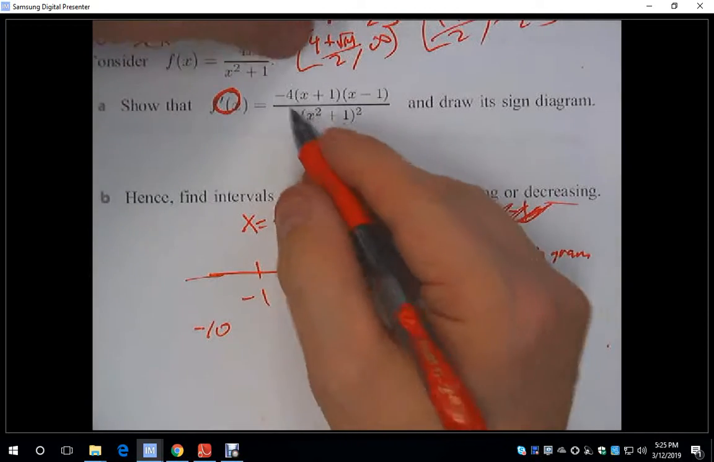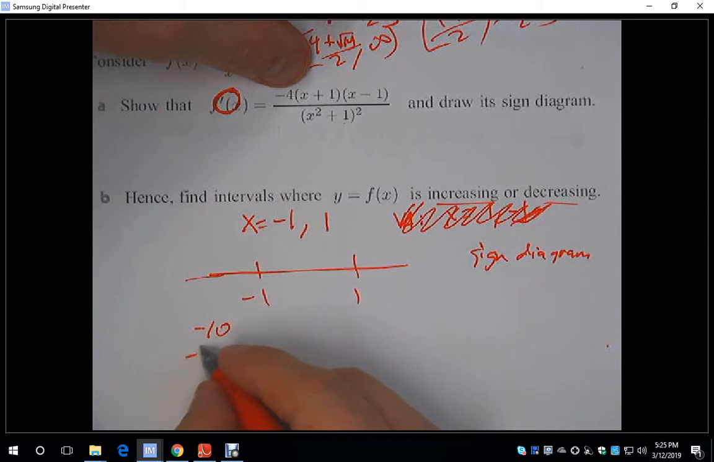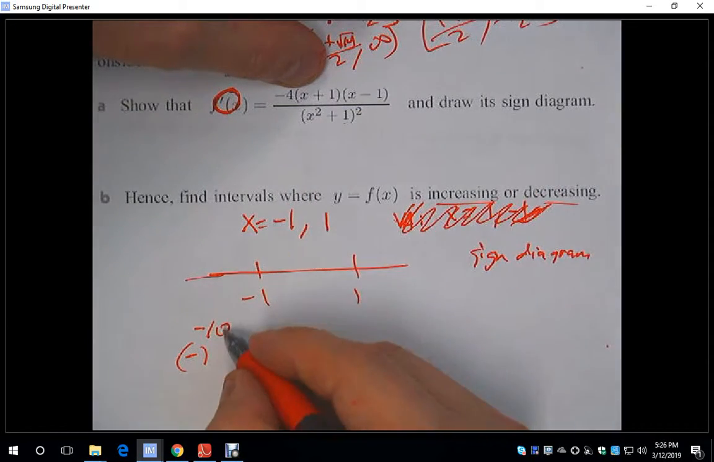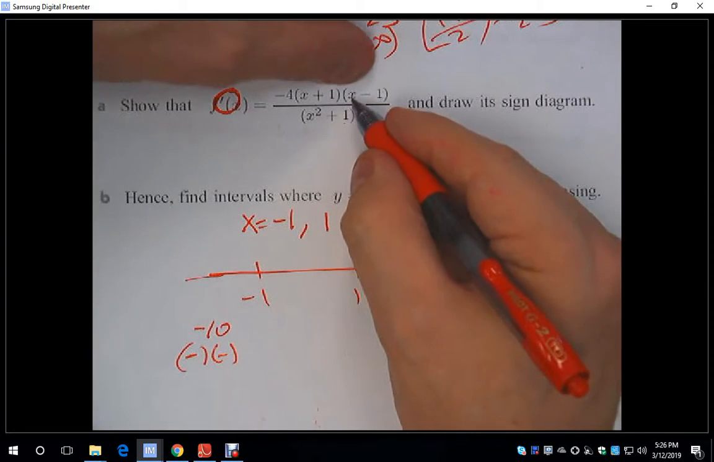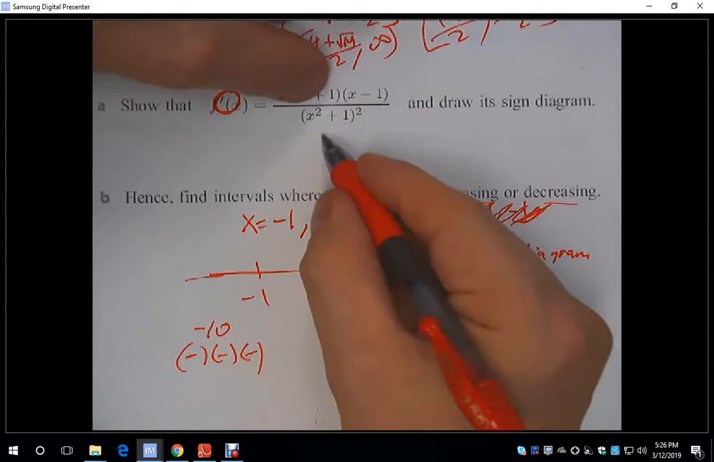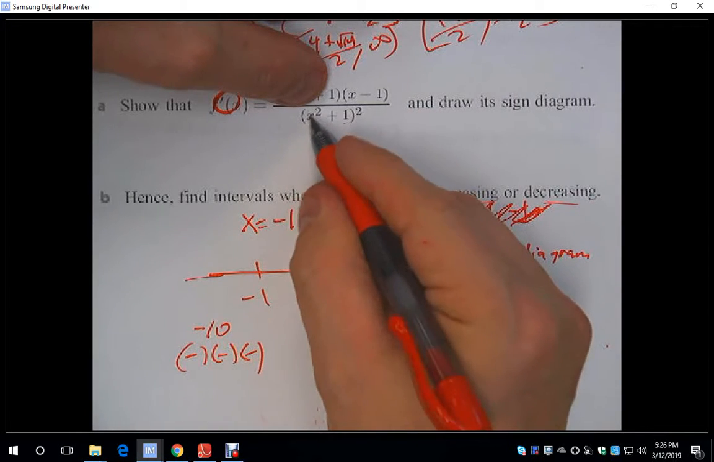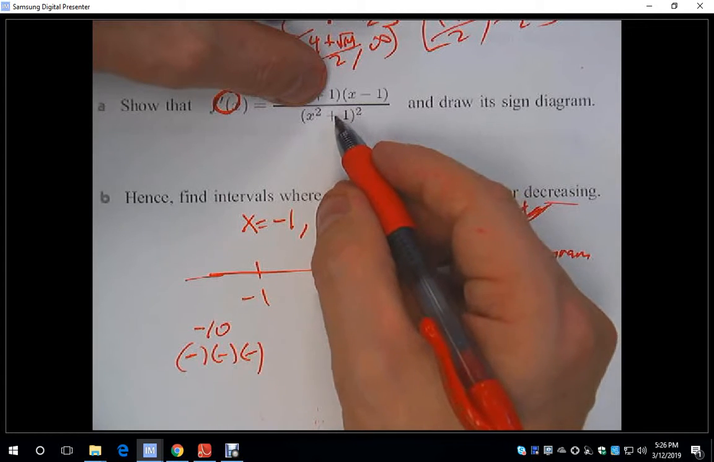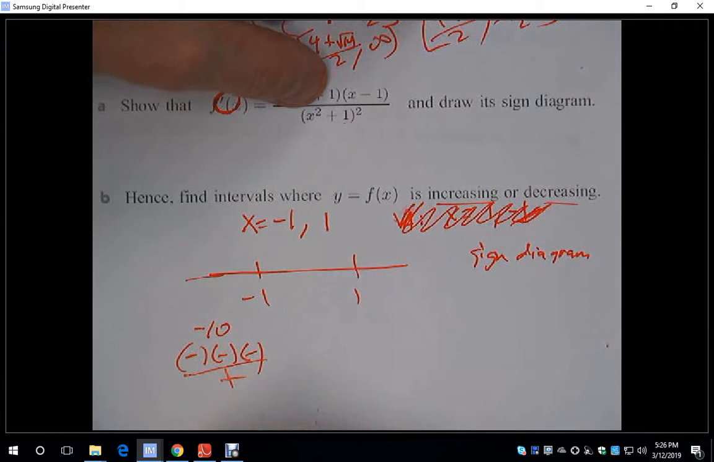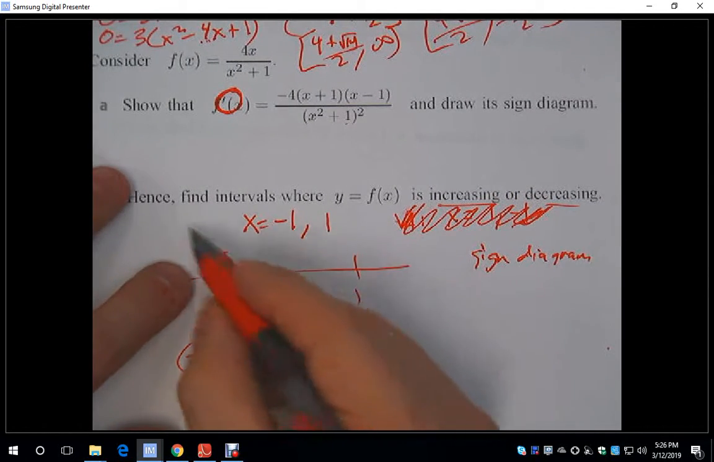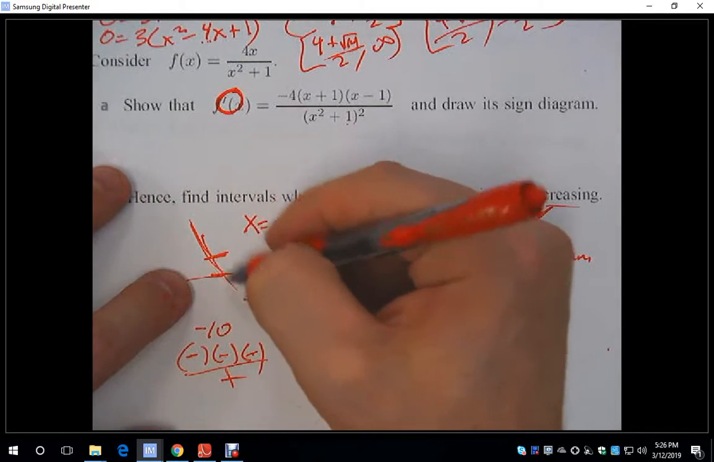So the -4 is always going to be negative. If I plug in -10 here, then -10 plus 1 is going to give me -9. That's a negative. And then if I plug in -10 here, -10 minus 1 is going to give me a negative number. And then if I plug in -10 here, because I square it and then I square it again, it's always going to be positive. So it's always going to be over a positive number. But in the numerator, a negative times a negative times a negative is a negative. So my slope is going to be negative. The slope is going to be negative on this side over here.